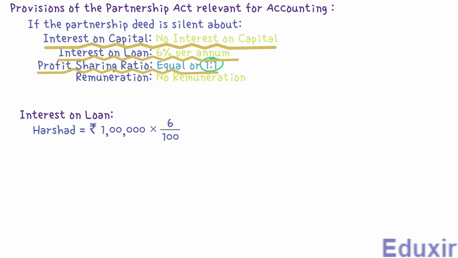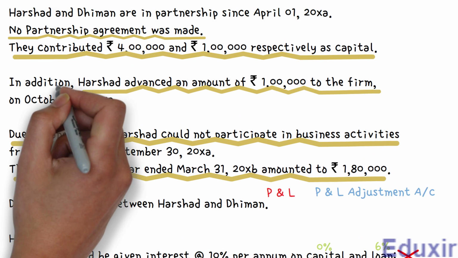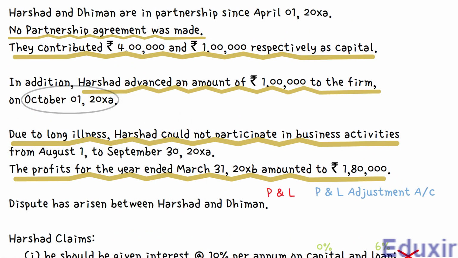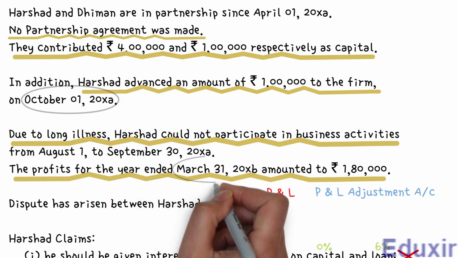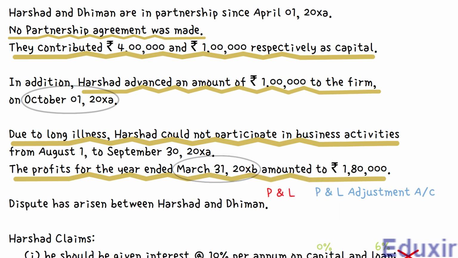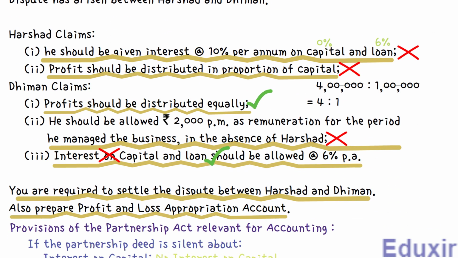Now, as you might have noticed, it is given in the problem that this loan amount was given on October 1st and the accounting period is ending on March 31st of the following year. So, from October 1st of any given year to March 31st of the following year, the duration of time is 6 months, right? So, we should consider the interest on loan only for this duration of 6 months.